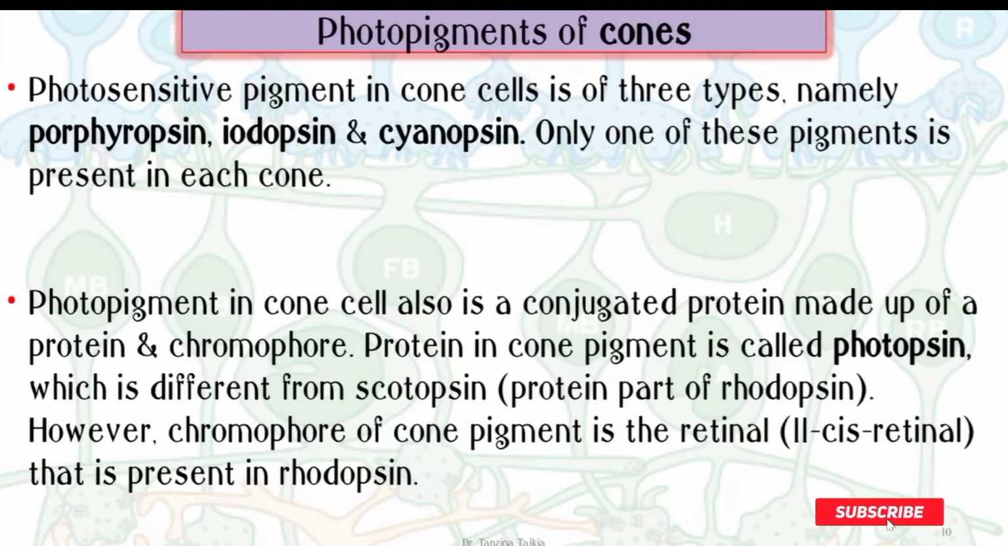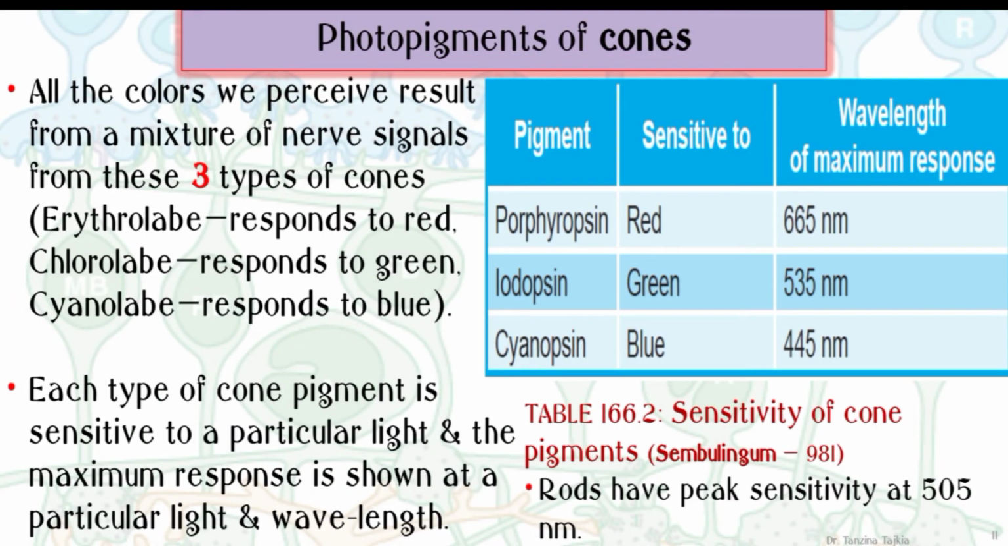Photopigments of cone. There are three types, namely erythrolabe, chlorolabe and cyanolabe. Only one of these pigments is present in each cone. The photopigment in a cone cell is also a conjugated protein made up of protein and chromophore. The protein in cone pigment is called photopsin, which is different from scotopsin, and the chromophore of cone pigment is retinal or 11-cis retinal, the same as in rhodopsin.